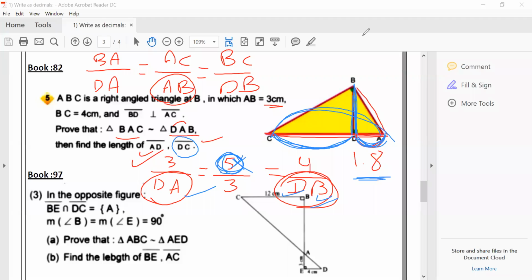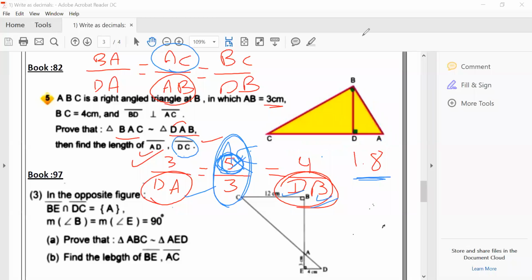If I don't get AC from Pythagoras and I write the side AC, it will stay 3 over DA equal AC over 3 equal 4 over DB. As long as there is no complete ratio, you cannot solve the problem. So after writing it you will search for something to get. The only thing you can get at the beginning is AC from Pythagoras, because this is 3 and this is 4. You can get AC from Pythagoras and you used it here.